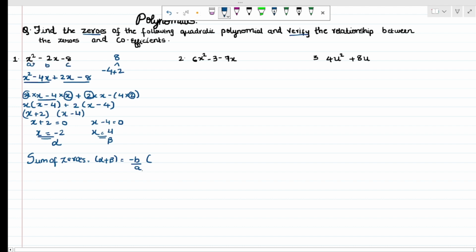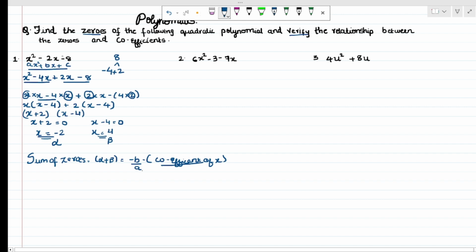As this is in my general format, ax square plus bx plus c, this is my general formula for writing any equation. So for this case, what is my b? My b is minus 2. So how will we write b? It's the negative of the coefficient of x. Okay, the coefficient of x is my b.